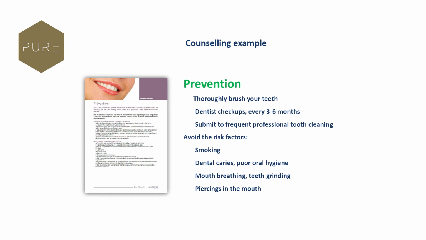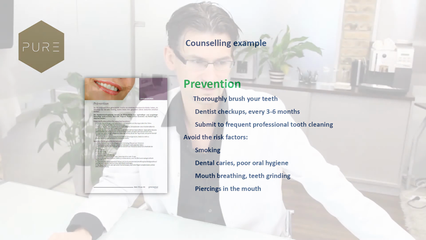And then there are other risk factors that play a role. So for example, smoking increases the onset and the aggressiveness of the immune system response. Then dental caries or poor oral hygiene, as I said, is a risk factor. Mouth breathing or teeth grinding is a problem, so this should be put under control. And piercings in the mouth, so metal objects that constantly hit against the teeth, are also to be avoided if you have a high risk.